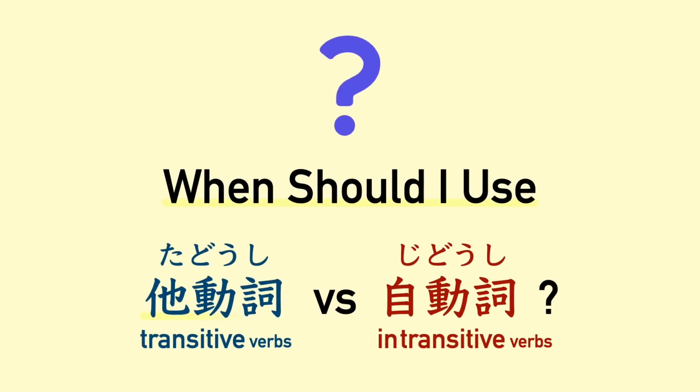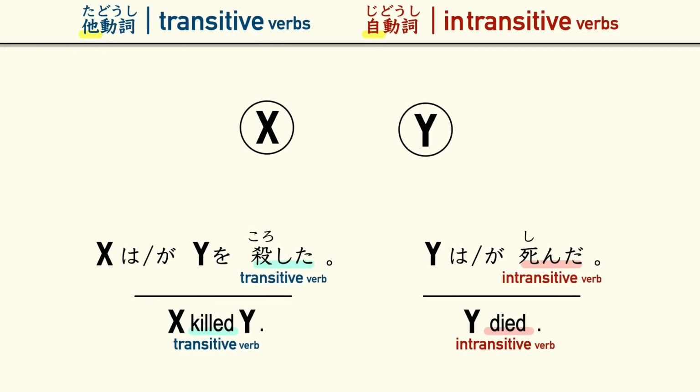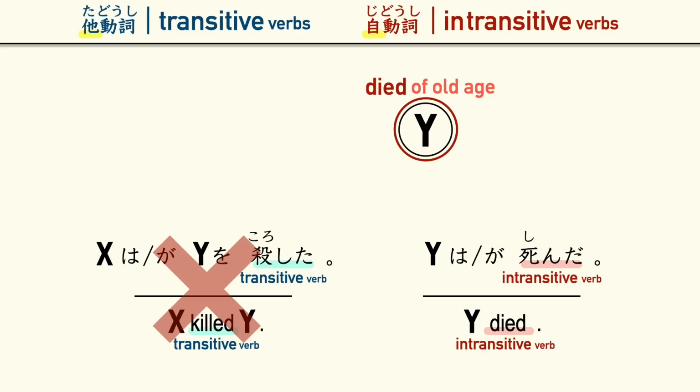When should I use 他動詞 versus 自動詞? I get this question a lot from my students. Like, when should I say パソコンを壊した versus パソコンが壊れた? Don't they mean the same thing? The answer to this question is really simple. Think about this pair again. When do you say X killed Y versus Y died in English? Well, first of all, if Y died of old age, for example, no one killed Y, so you cannot say X killed Y, because it simply isn't true. You have to say Y died.